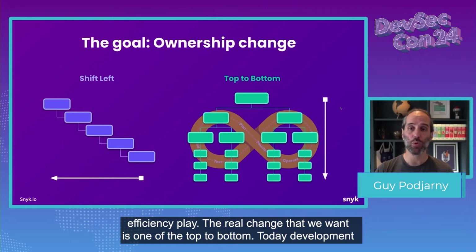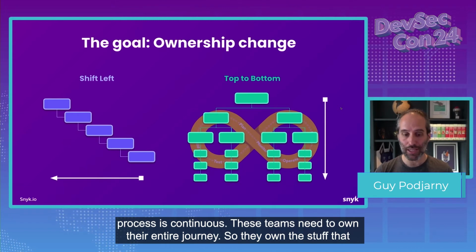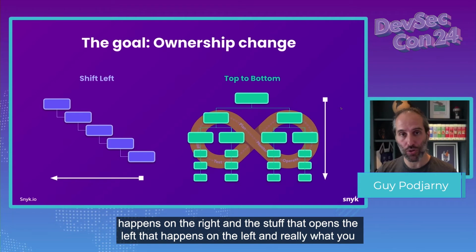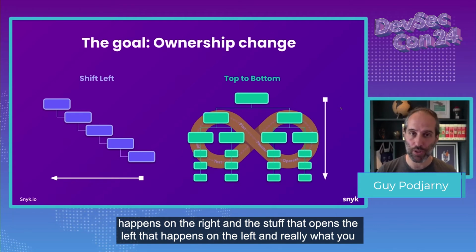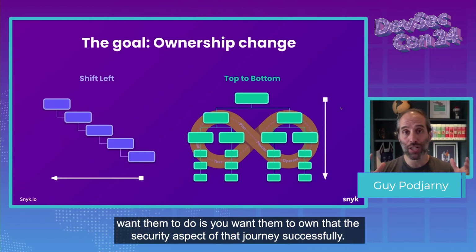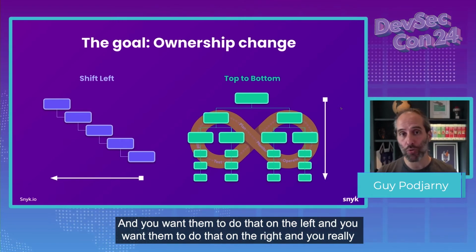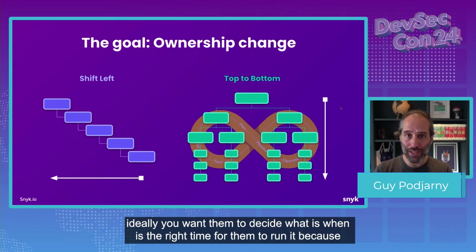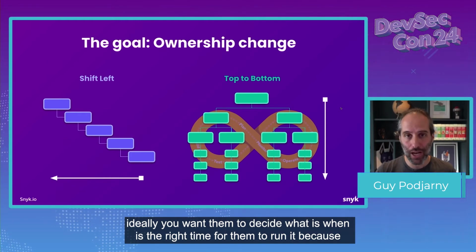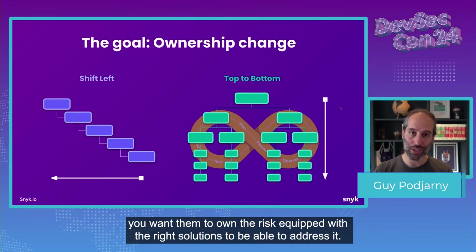The real change that we want is one of top to bottom. Today, the development process is continuous. These teams need to own their entire journey. So they own the stuff that happens on the right and the stuff that happens on the left. And really what you want them to do is to own the security aspect of that journey successfully, on the left and on the right. And ideally, you want them to decide when is the right time for them to run it, because you want them to own the risk, equipped with the right solutions to be able to address it.